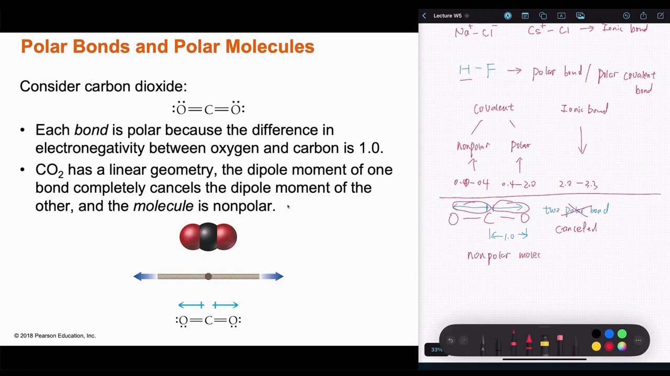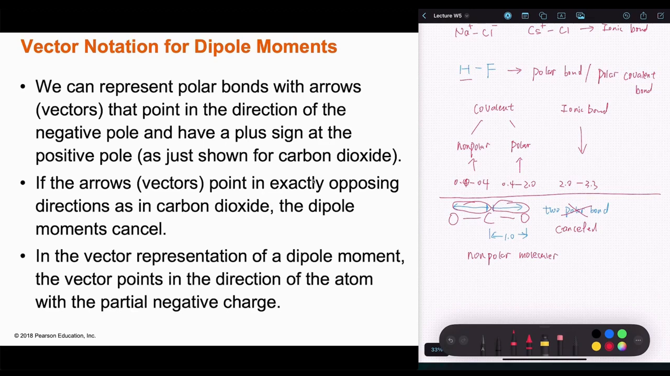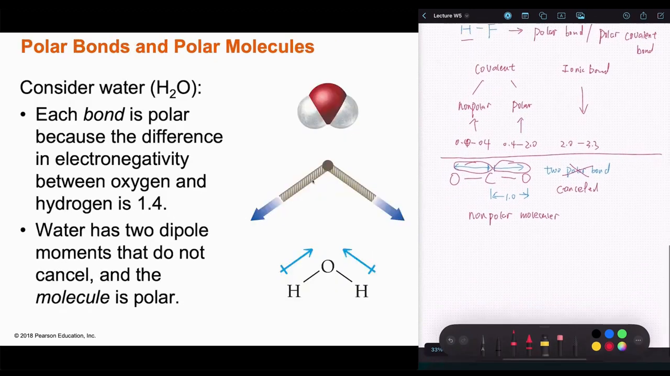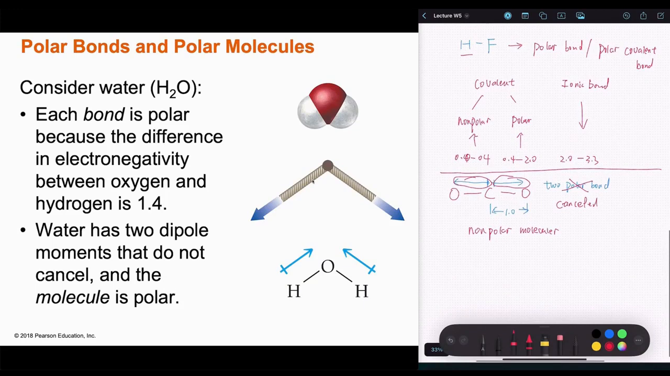Non-polar molecule. Let's see another classic example, which is water. We know that water is a V shape, okay? The water is a V shape structure. It is not linear, it's a V shape.